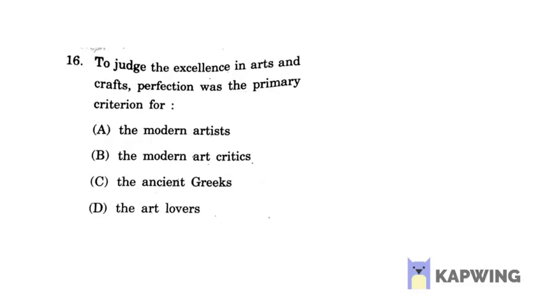Now the 16th question: to judge excellence in arts and crafts, perfection was the primary criteria for. See, as I told you, perfection was the primary criteria for the ancient Greeks. Based on the perfection, they decided the beauty of the art and craft. So it was for ancient Greeks. So the answer for the 16th question is ancient Greeks.